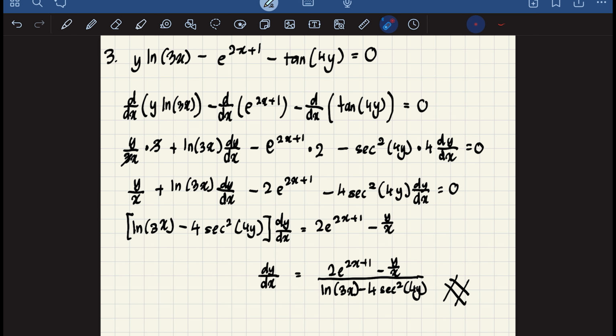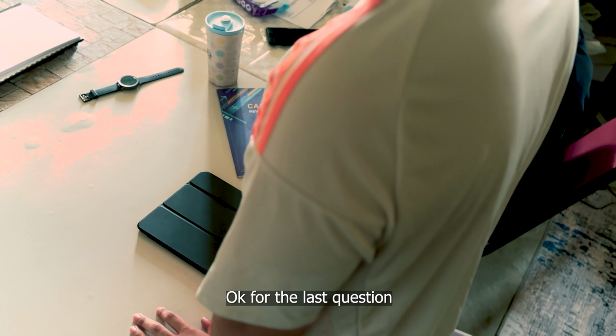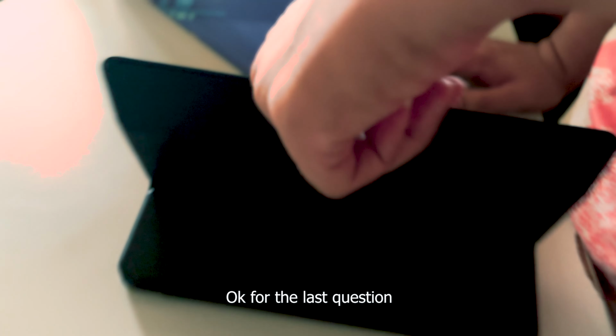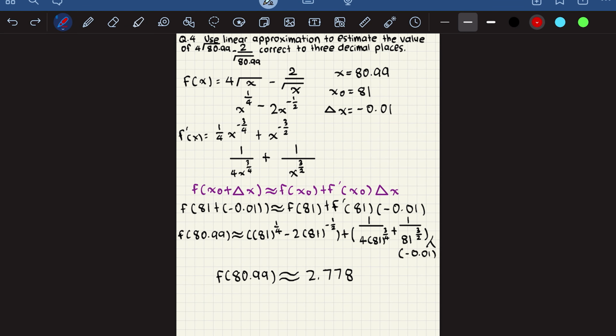After that, we group all the dy/dx terms on one side. Now, we divide both sides to isolate the dy/dx. Then the final answer will be 2e to the power of 2x plus 1 minus y over x, over natural log of 3x minus 4 sec squared of 4y. Okay, for the last question. Question 4. Use linear approximation to estimate the value of 4 square root 80.99 minus 2 over square root 80.99, correct to 3 decimal places.